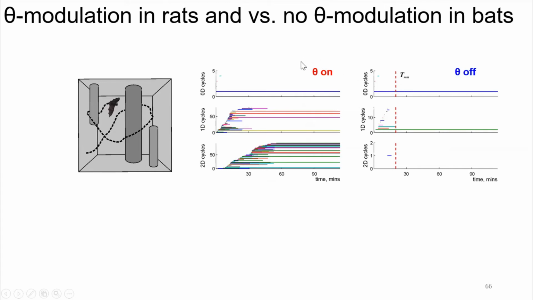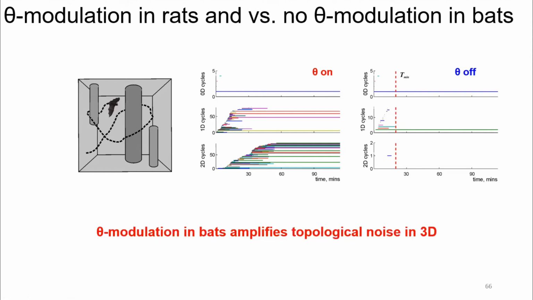And surprisingly, when theta is actually coupled with spiking activity, the topological structure of the map, this simplicial complex, is riddled with topological defects in 1D and in 2D. But if you turn theta off, then all these topological defects disappear, which is to say that theta modulation in bats somehow amplifies topological noise.